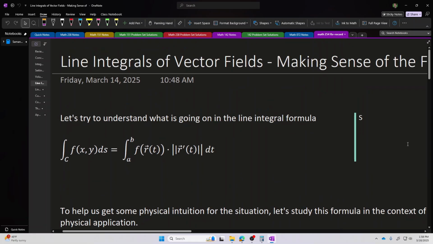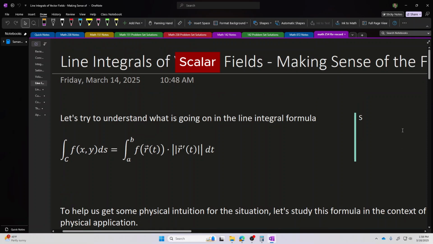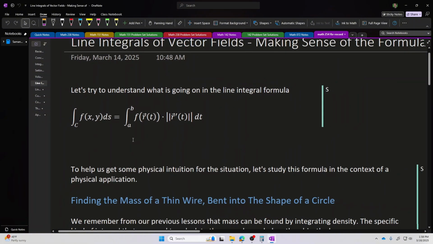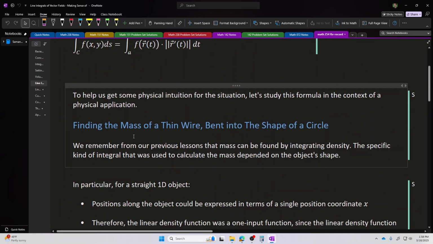I wanted to record an extra bonus video where we talk through the formula for the line integral of a scalar field and talk specifically about why this formula works. Now, to help us get some physical intuition, we are going to situate ourselves in a physical context. And specifically, I'm going to go back to when we were talking about calculating mass from density.